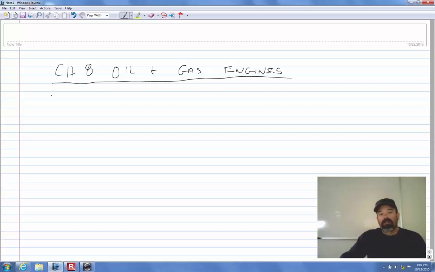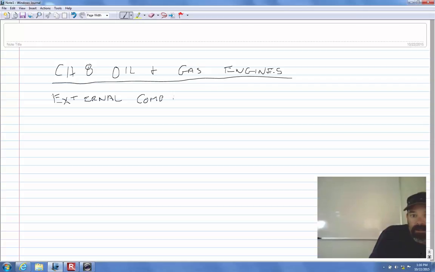So what's an example of an external then? It's actually what we started out with years ago. External combustion is basically you have a fire that heats water, or some other fluid, to create steam to do work. So basically the fire is outside the machine.